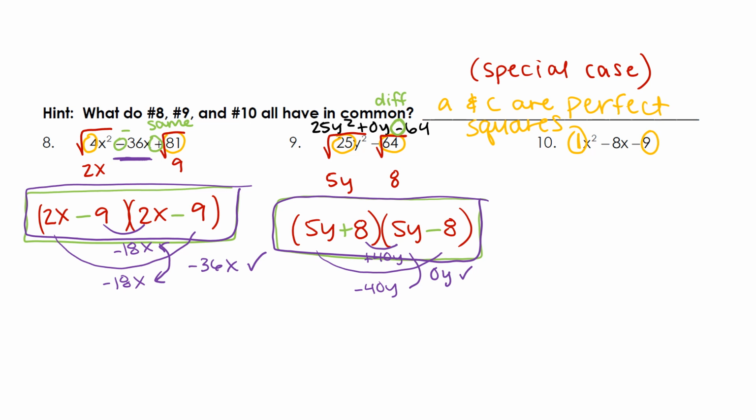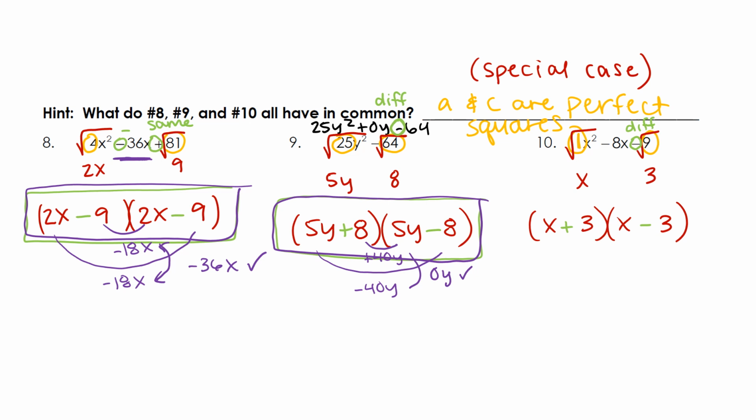Now on number 10, again, 1 and 9 are perfect squares. I know some of us kind of forget about the 1 sometimes, but 1x squared, or just x squared, is a perfect square. So if I take the square root of x squared, I get an x. If I take the square root of just 9, I get 3. So then if I put x and 3, and then put my signs in place, the second sign tells me that they're going to be different. So I know that it's a plus and a minus.